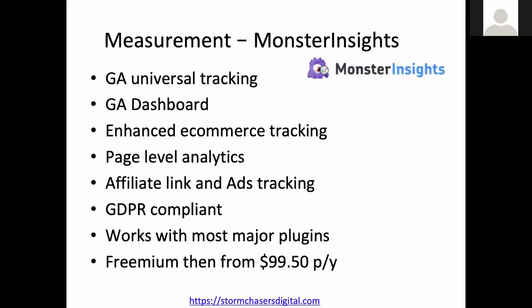So yes, it does universal tracking, which is Google Analytics. So GA is Google Analytics. I apologize for that. I've used an abbreviation and I should have explained what it was on the page. Yes, you get a dashboard. It will do enhanced e-commerce tracking, so if you're using WooCommerce, for example, it will track that for you. It will give you page level analytics. What that means is you can have a look at the analytics for individual pages, so it's not just looking at your website as a whole. You can go and have a look at each one. If you do affiliate sales, it will track the links for affiliate sales and ads on your website.